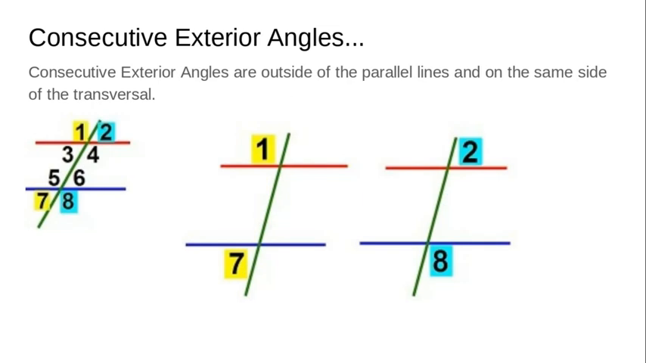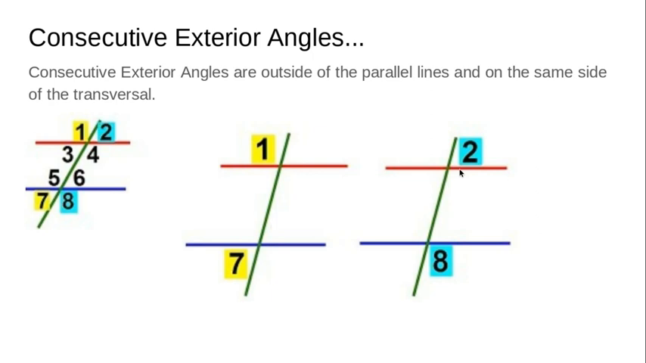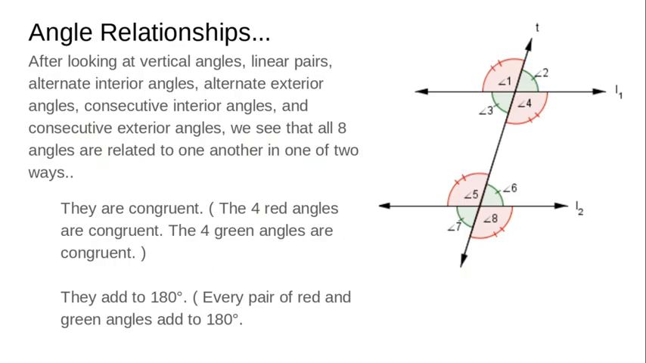Then we have consecutive exterior angles. So they're outside of the parallel lines. Consecutive means on the same side of the transversal. So 1 and 7, both on the left. 2 and 8, both on the right. Consecutive exterior angles are supplementary, or add to 180 degrees.